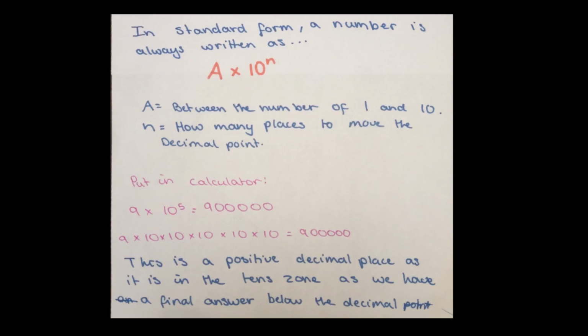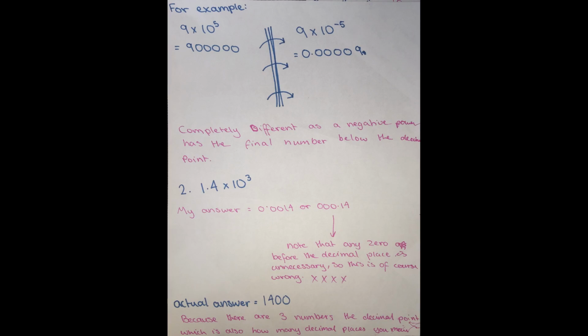In standard form, a number is always written as a times 10 to the power n. Key: a means a number between 1 and 10, and n means how many places to move the decimal point. 10 is another way of saying 0. So if you have 10 to the power of 5, in your answer you'll have 5 zeros or 5 places. For example, when I put 9 times 10 to the power of 5, I got 900,000. As you can see, 900,000 has 5 zeros, that means 5 places. So that makes sense.